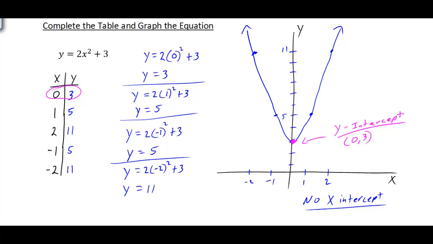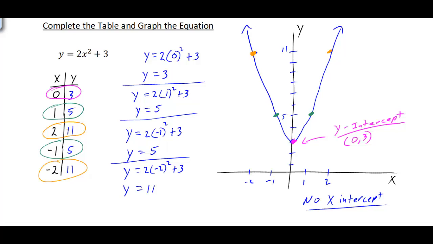Now, some other points you'll notice here. When x is 1, y is 5. When x is negative 1, y is still 5. And then also you notice that when x is 2, y is 11. When x is negative 2, y is also 11. And what that tells us is that when the x value is either a positive 2 or negative 2, your y value is still 11. Or when your x value is 1 or negative 1, your y value is still a positive 5.